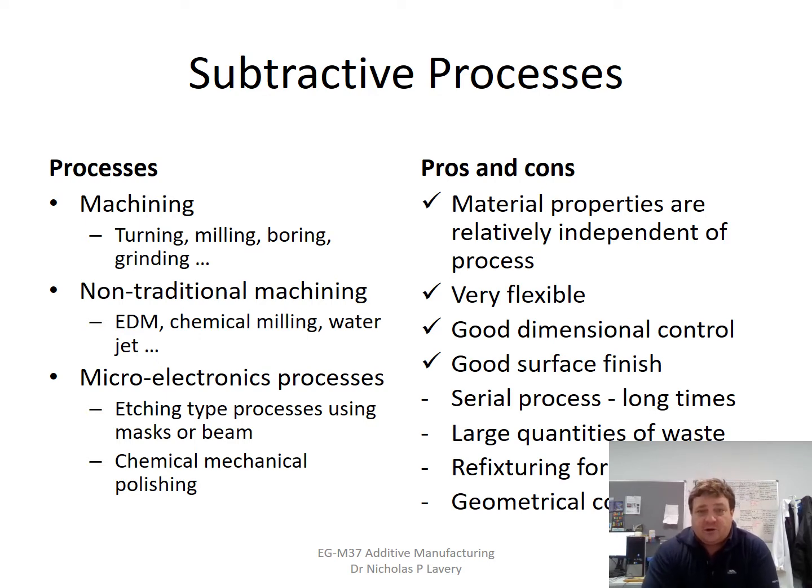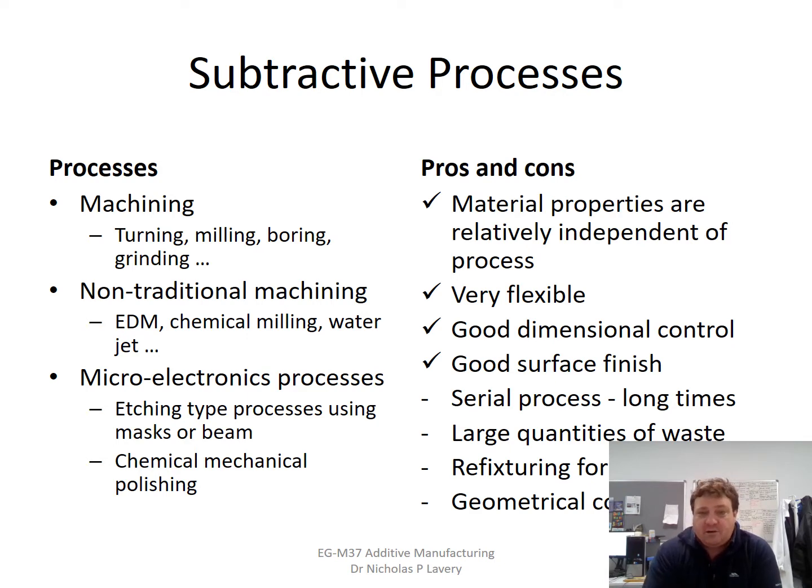Just to go through some of the pros and cons of the different processes, if we start with subtractive processes, we can have processes like machining, turning, milling, boring, grinding, and the non-traditional forms of these, like electric discharge machining, chemical milling, and water jet. And then there are also microelectronic processes, where we have etching, where different surfaces get etched at different rates with masks or a beam, and we can have chemical milling and chemical mechanical polishing. Now there are pros and cons.